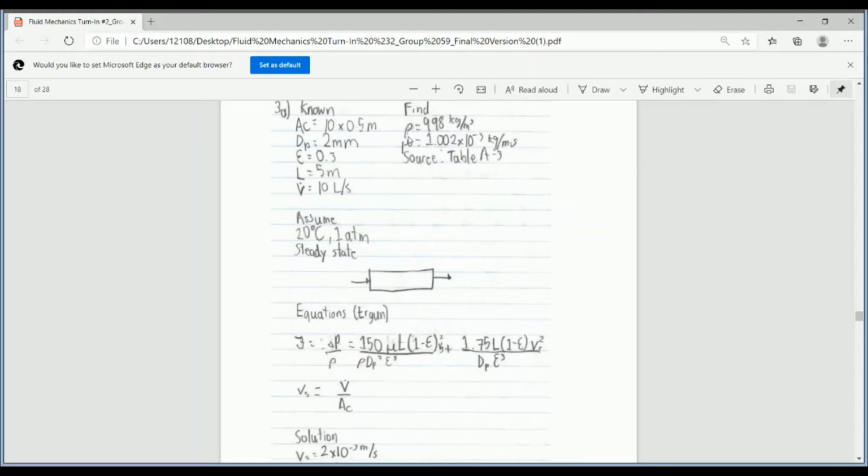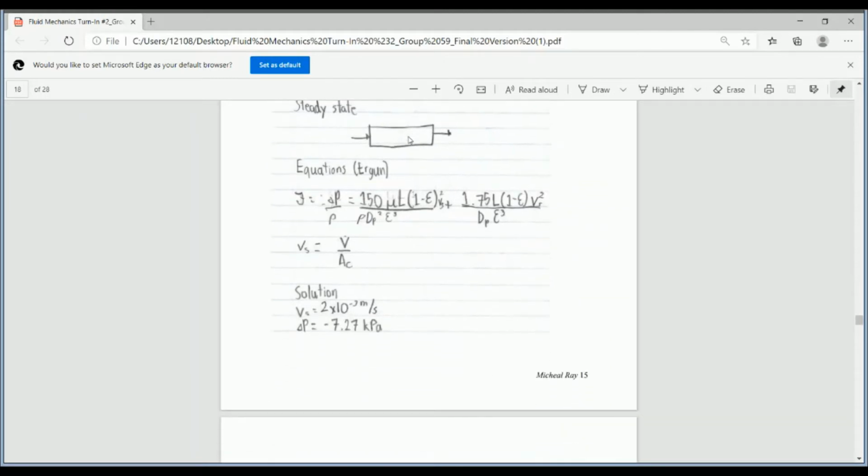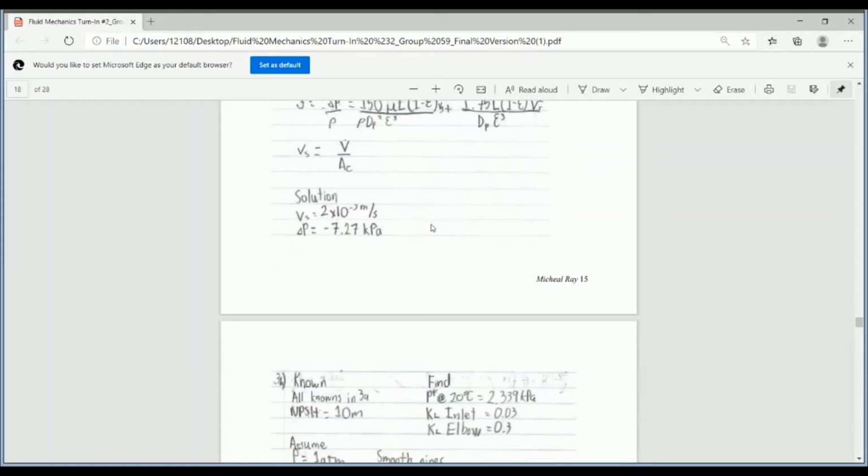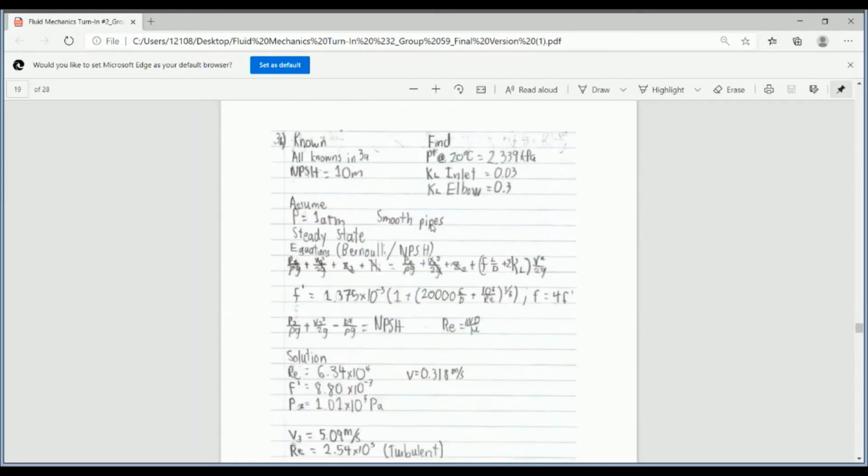And the first equation that you use is the Ergun equation, so that you can find the differential in pressure and the velocity. And the second equation is going to involve using the head. And then what you do from there is you have your elbows and you have the inlet, and you're going to assume the pipes are smooth.